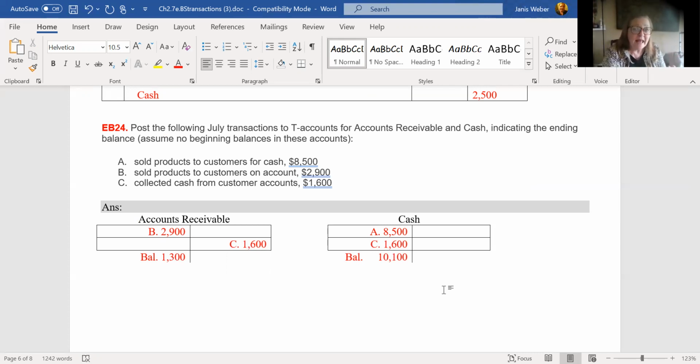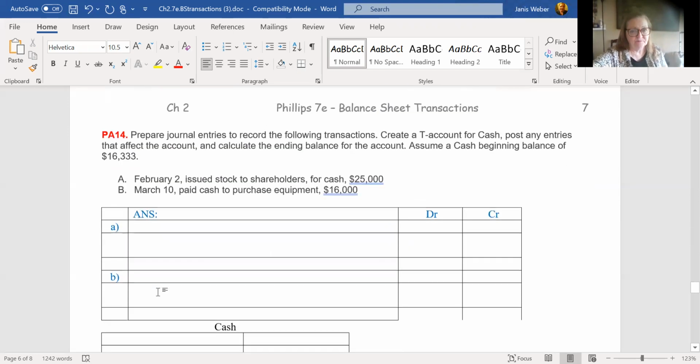Because every time you have a balance in an account, if you do a contra entry to it, it's just going to reduce or eat up part of that balance. This has a debit balance of $2,900, and when you paid the $1,600, that ate up some of the balance so that it's only $1,300 remaining.